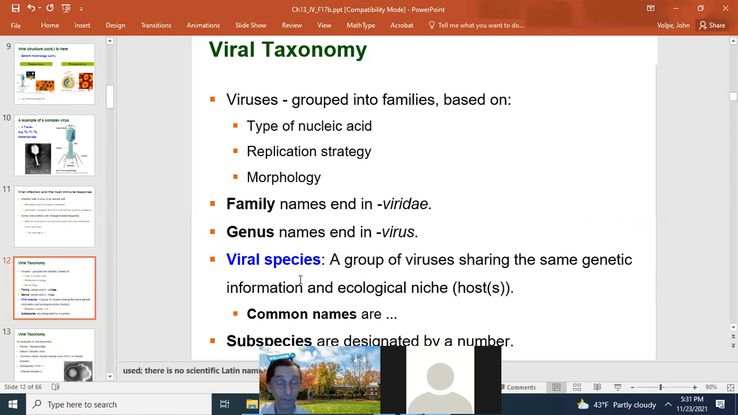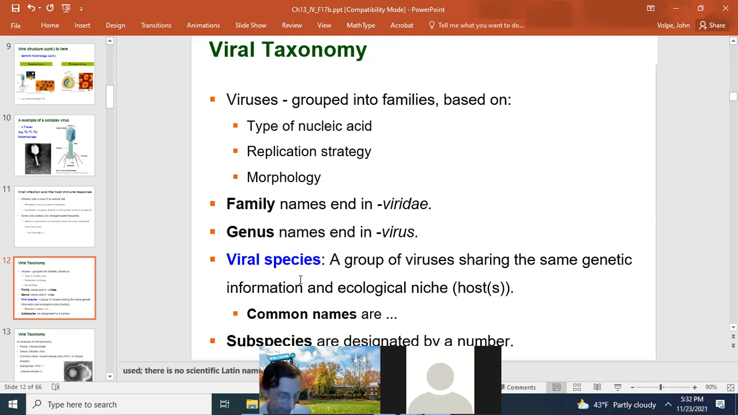Viral species, each virus has a species. COVID-19 is one species of the coronaviruses. A viral species is a group of viruses sharing the same genetic information and the same ecological niche, meaning they infect the same host. You'll be pleased to know that when we name viruses, we use common English names like poxvirus or poliovirus. There are no Latin names for viruses.